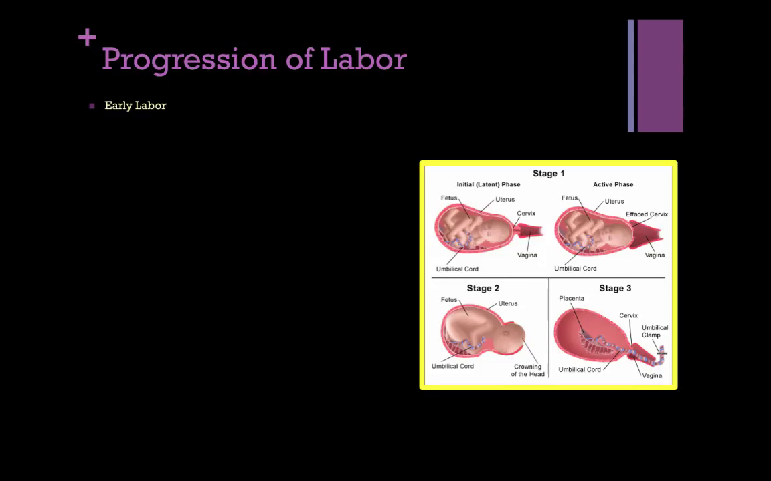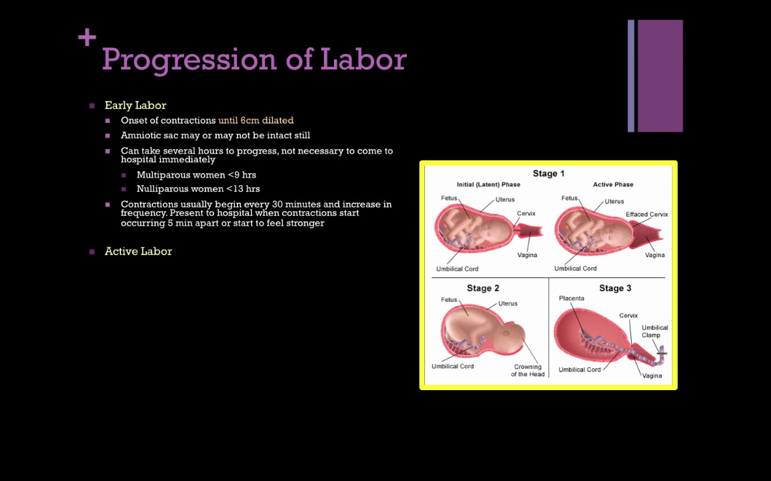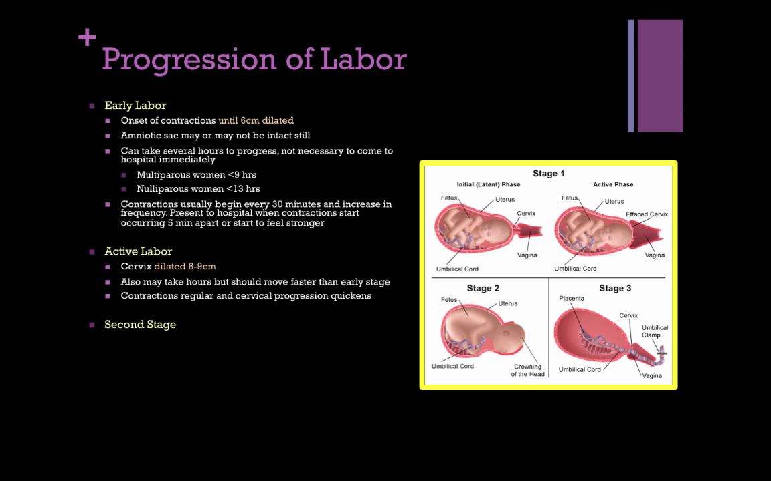So we'll start with early labor. Stage 1 is broken up into early and active labor. Early labor is when the onset of contractions starts, and it goes all the way up until 6 centimeters dilated. If you remember, I said once the cervix is 6 centimeters dilated, that's active labor. So in early labor, the amniotic sac may or may not still be intact. It can take several hours to progress, like 9 hours in multiparous women and 13 hours in nulliparous women. So this woman doesn't need to come to the hospital until her contractions start occurring 5 minutes apart, or they suddenly start to feel a lot stronger. So then once she hits 6 centimeters dilated, this is considered active labor.